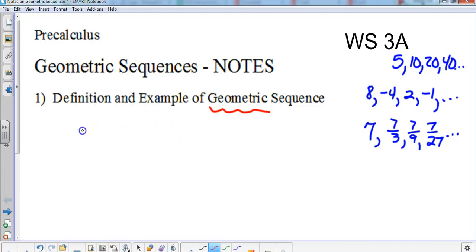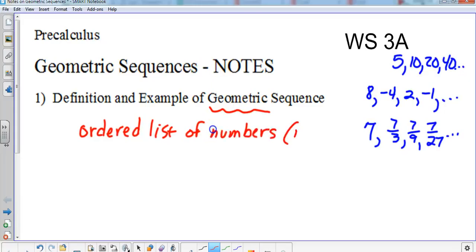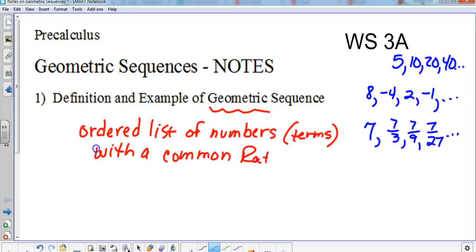The fancy definition is an ordered list of numbers, and remember those are called the terms, with a common ratio, which is a fancy way of saying you're multiplying by something.